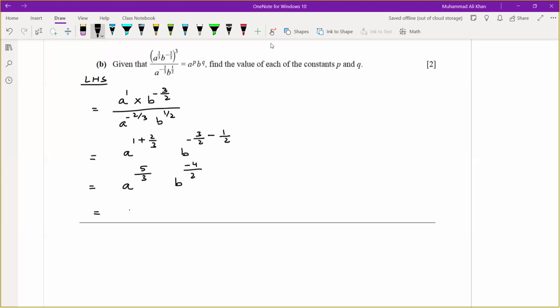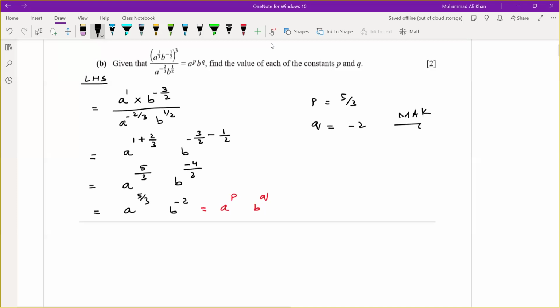Finally it will be a power 5/3 and b power -2, and this is same as the right hand side, and the right hand side is a power p and b power q. So can I say that p is 5/3 and q is -2? These are the final results for part B. Hopefully the question is clear.